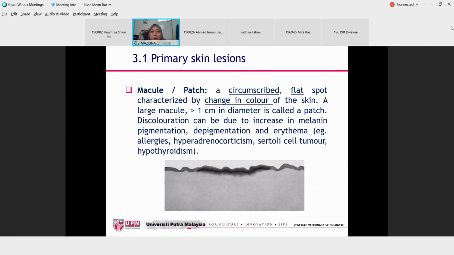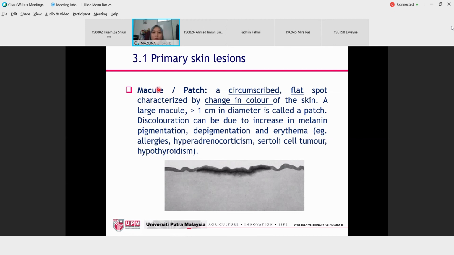So the first one, the macule or patch. A macule or patch is a circumscribed lesion. Circumscribed means you can see a clear demarcation between the normal and abnormal part, and it's always flat. It's a flat spot characterized by a change in color of the skin. If it's more than 1 cm, it is called a patch. Smaller is a macule, larger is a patch.